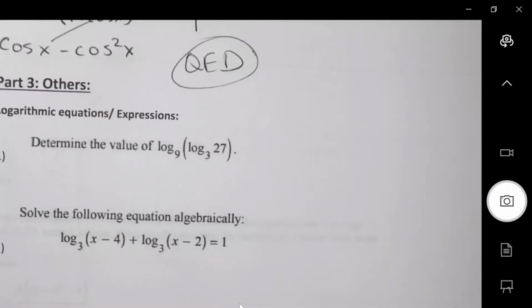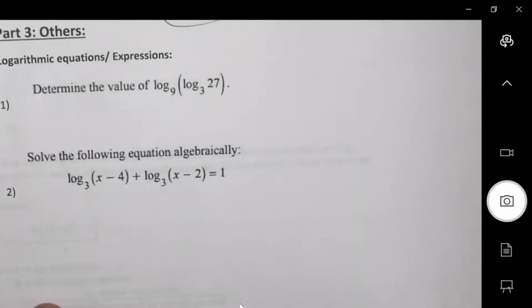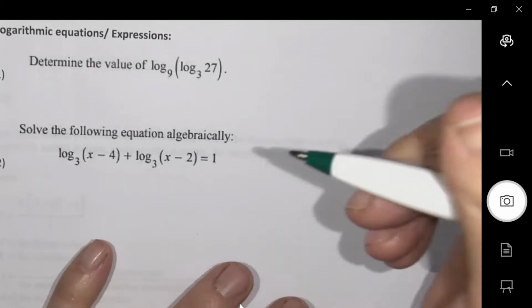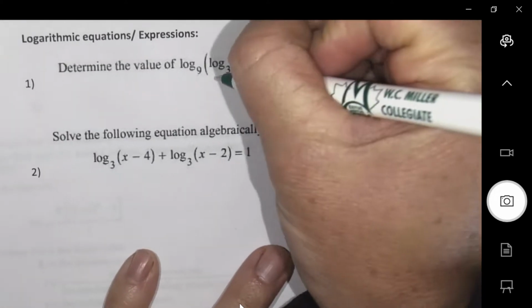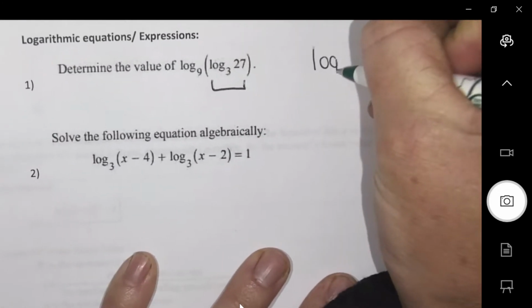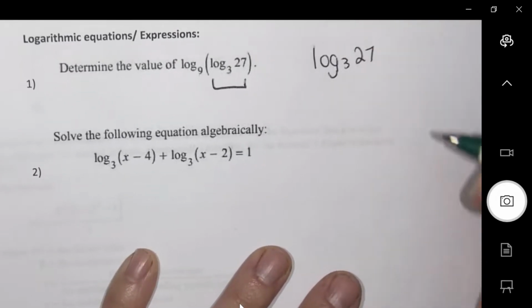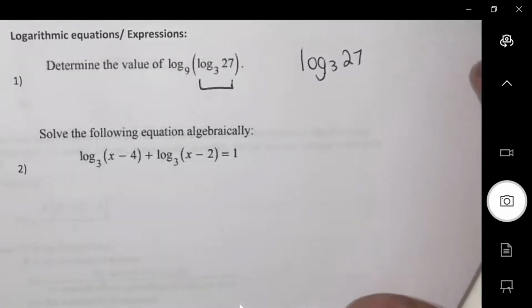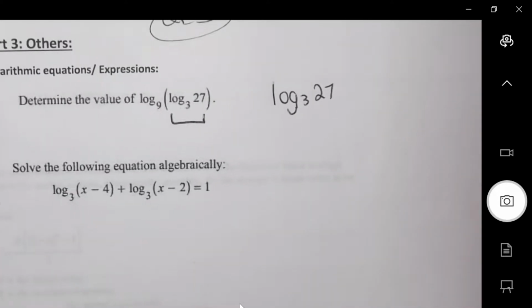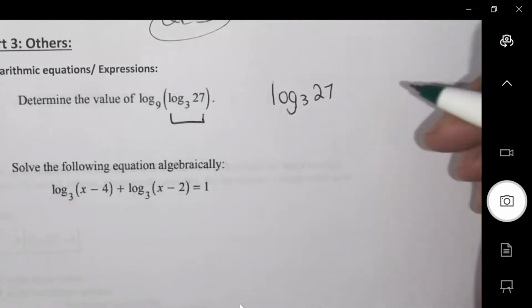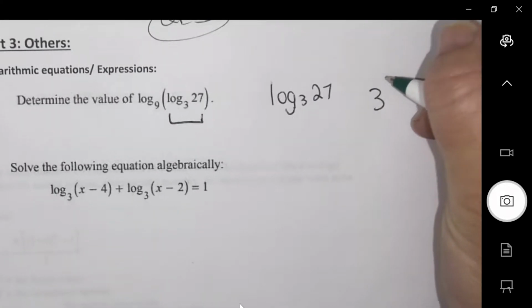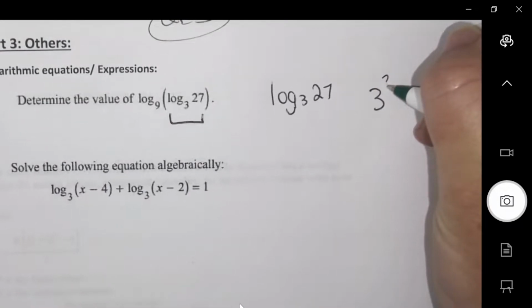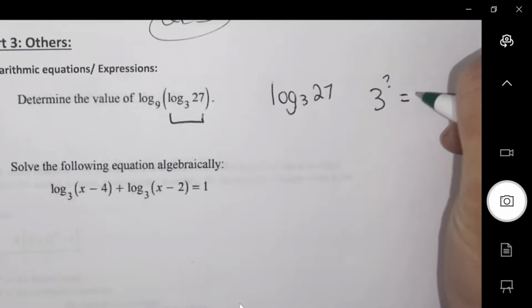Okay, determine the value of log base 9 of log base 3 of 27. I'm going to do this first; we have to work on that first. What is your brain thinking? What's the base? 3 to the something. That's what we're trying to figure out. It gets me to 27.